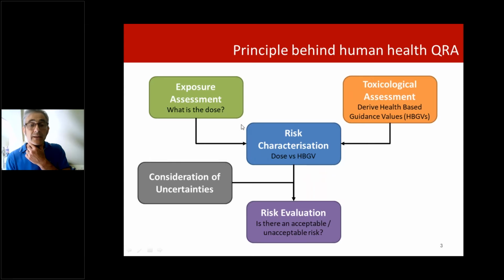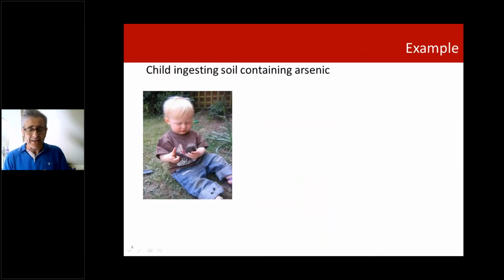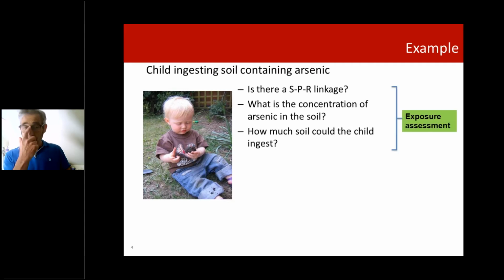Oh, hang on, I'll click back on that. Yeah, so I'm just going to illustrate that process with a very simple example. Take this child sitting in the back garden, potentially eating soil, and we know that this soil contains arsenic. So how do we go about doing a human health detailed quantitative risk assessment for this receptor? The first part is the exposure assessment. Is there a source pathway receptor linkage? Well, yes, clearly there is here. We have a source, arsenic in soil. We have a receptor, the child, and the pathway. In this case, the example I'm going to use is that child eating the soil containing arsenic.